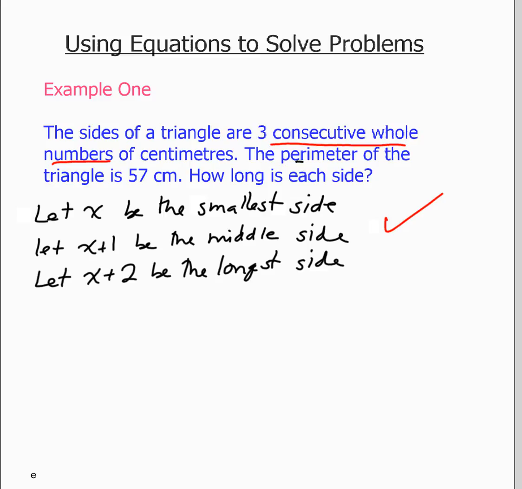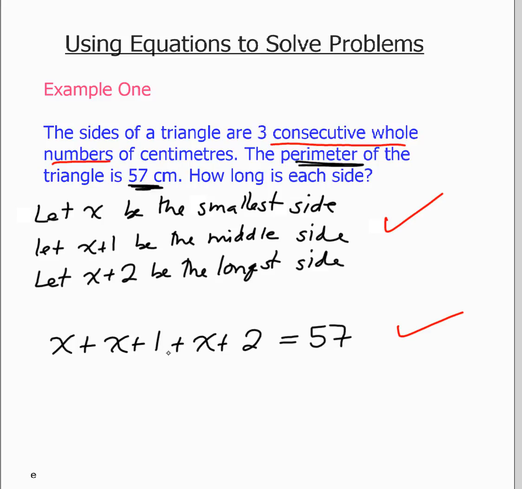So perimeter. Perimeter is 57. Well, how do we find the perimeter of a triangle? Well, we just add all the sides. So we're going to add side 1, the smallest side, plus side 2, the middle side, plus side 3. But we have to create an equation. We have to make it equal to something. So we're going to make it equal to 57. You'll get a mark for doing that.